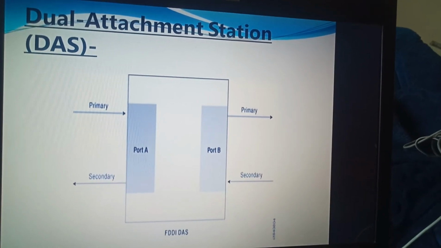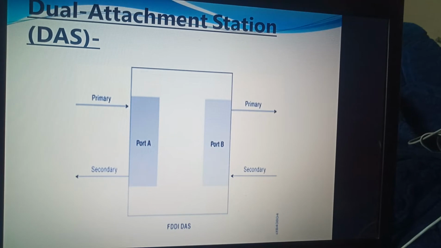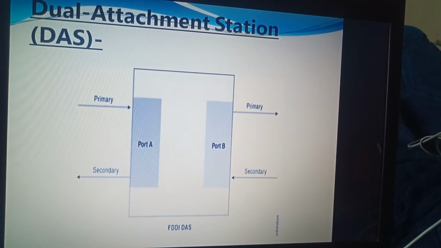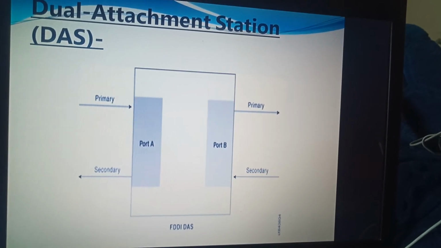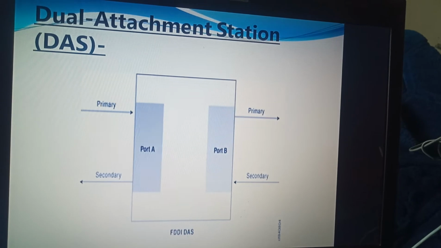Dual attachment station, this is the diagram of DAS. In this we can see that there is port A and port B, and primary and secondary rings, which are directly connected to port A and port B. This is the structure of DAS.